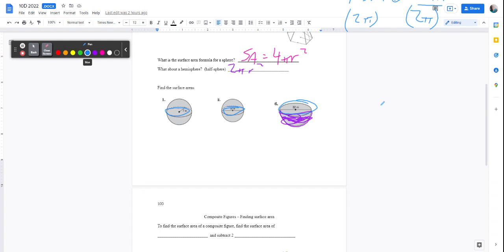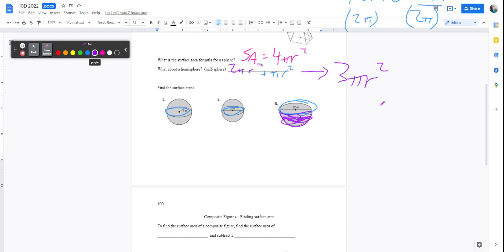However, in a hemisphere, when it is cut in half, we have to account for that. So we need to add another pi r squared, because circle area is pi r squared. So 2 pi r squared plus pi r squared. The surface area for a hemisphere is really 3 pi r squared. We have 2 pi r squared, which is your outer shell, plus the pi r squared, which is the circle in the middle.